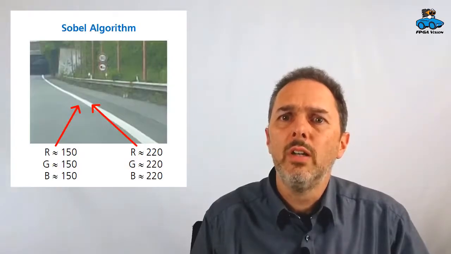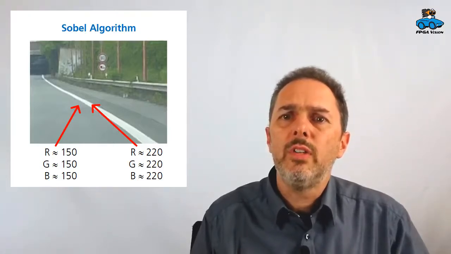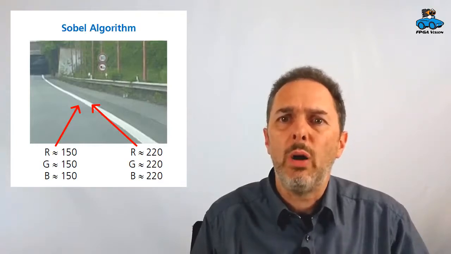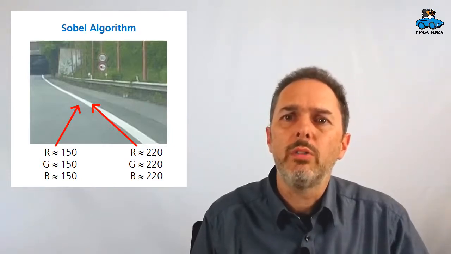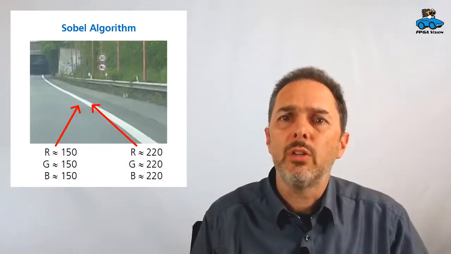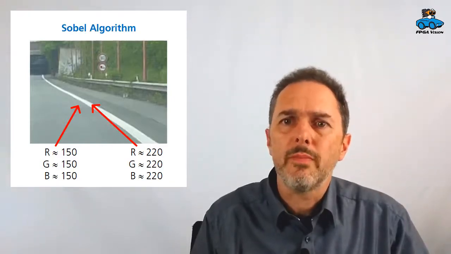Let's have a look at the first test images and apply the Sobel algorithm to it. We have a look in the detail of one of the images, and here we see part of the street where we want to find an edge. We see that the road itself has RGB values of about 150, and the lane markings, which will show us where we have the boundaries, have RGB values of 220.